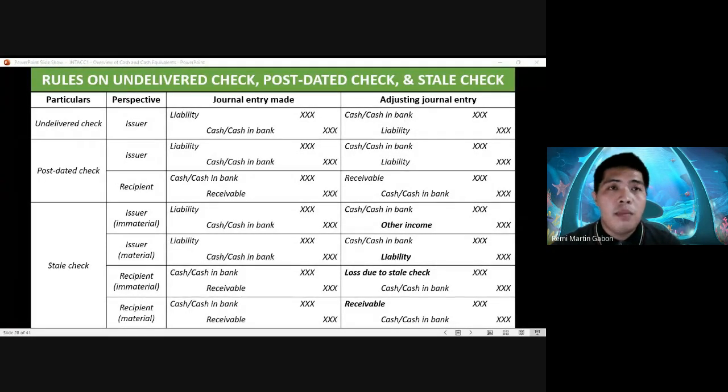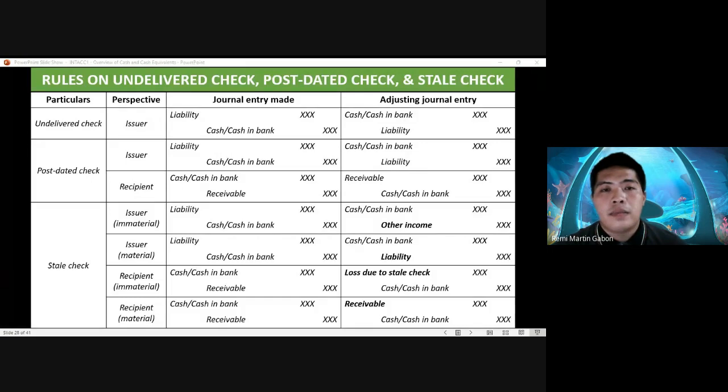Kasi nga supposedly magbabayad tayo, but because yun nga parang na-thank you yung liability natin, okay? As if nag-benefit pa tayo dyan. Okay? Nag-benefit pa. So other income. Pero kapag material, we expect that the holder or the recipient of that check will run after us for the payment.